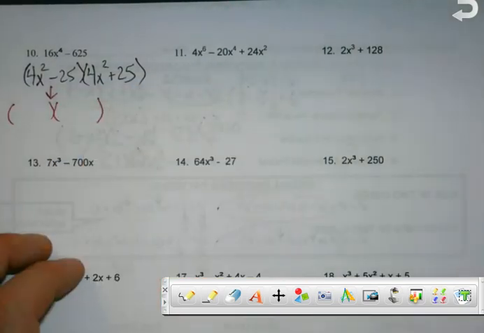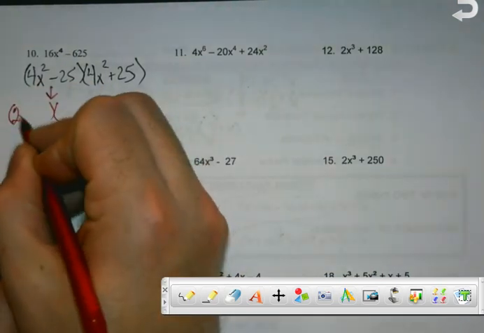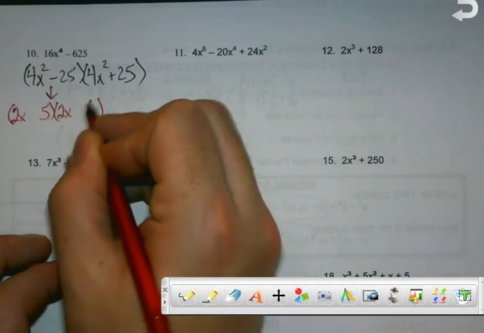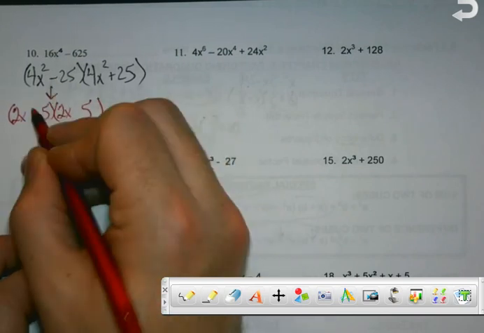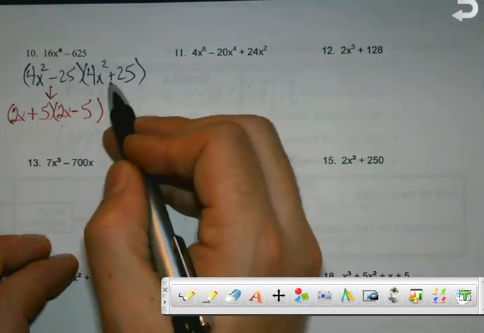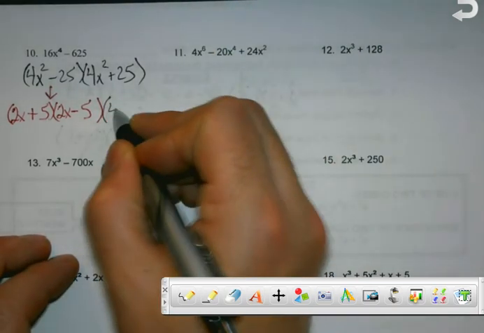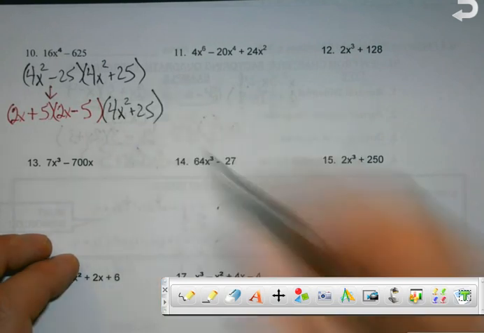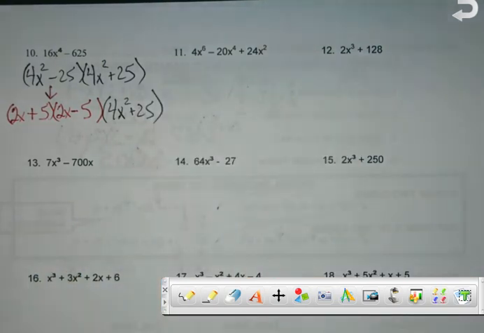So, what do I square to get each of my terms? 2x and 5. And just like with any difference of squares, one's plus and one's minus. But I can't do it with this one. There is no such thing as a sum of squares. Because if you tried to make that 2x plus 5, 2x plus 5, you'd end up with a middle term, which you can't do. It just doesn't work.